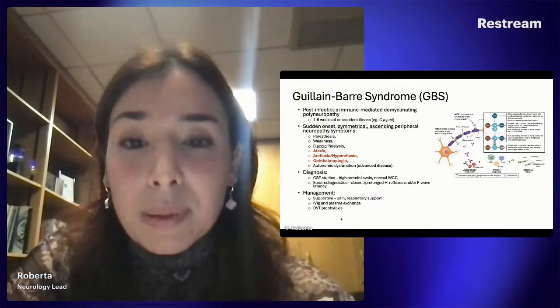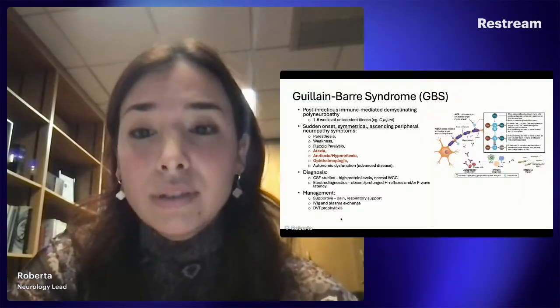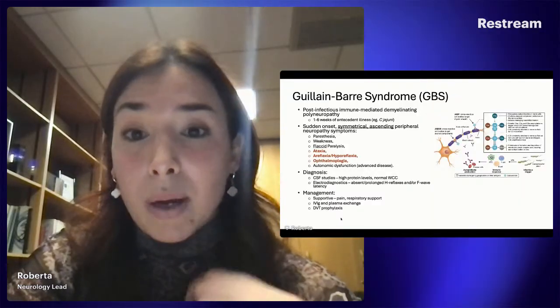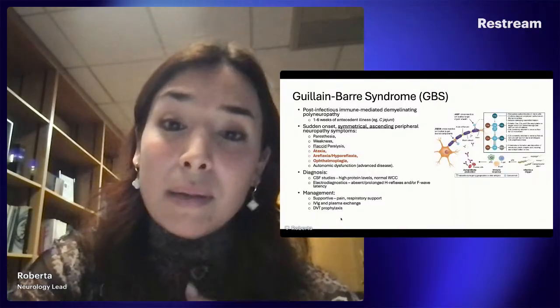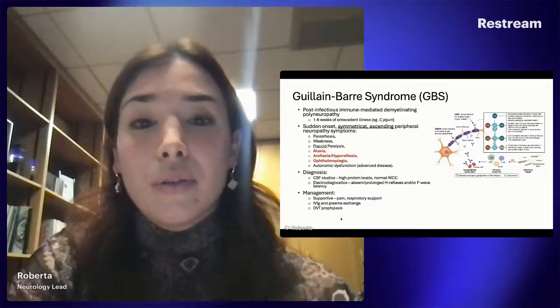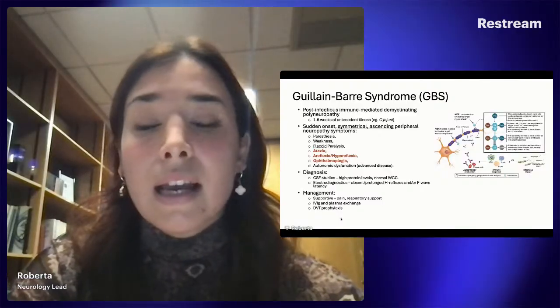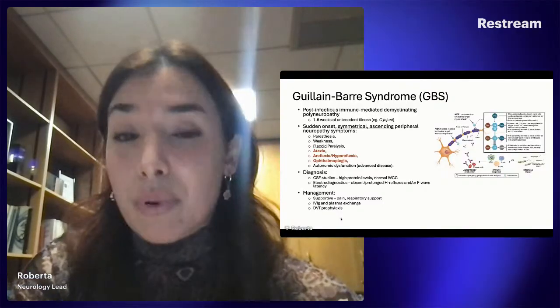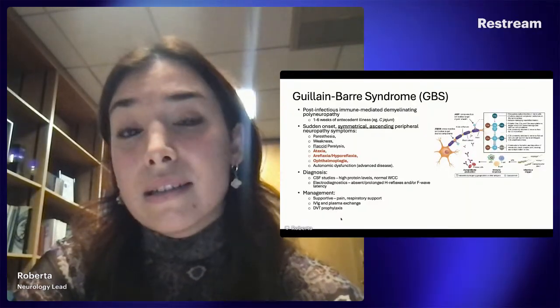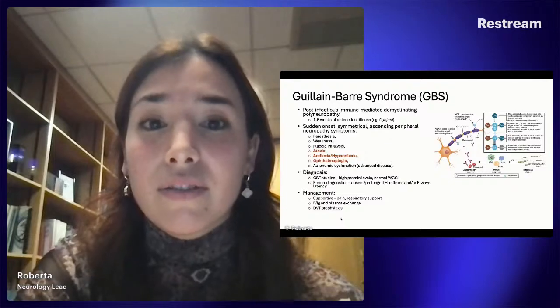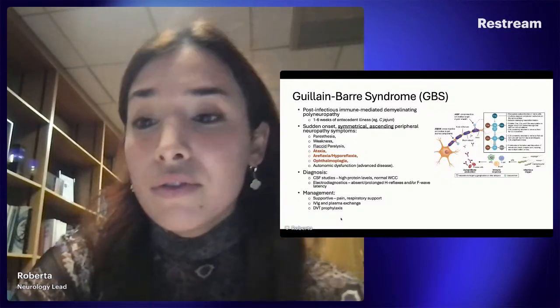And the symptoms typically present with asymmetrical, ascending, so bottom up, neuropathy, so paresthesia. So some of the symptoms that we discussed earlier, so abnormal sensation, weakness, and we can get paralysis in the slightly more advanced stages. The paralysis is typically flaccid because it affects the peripheral nerves.